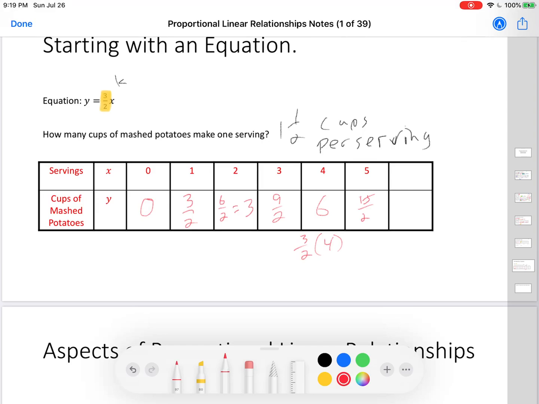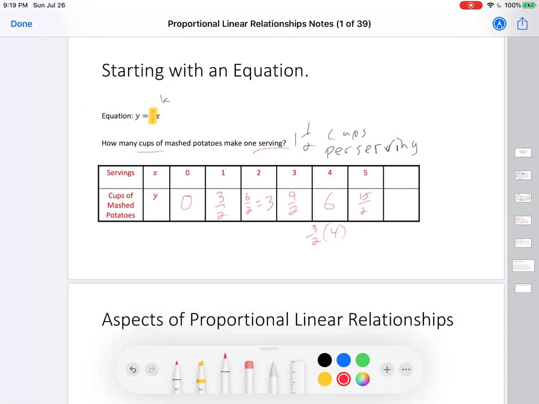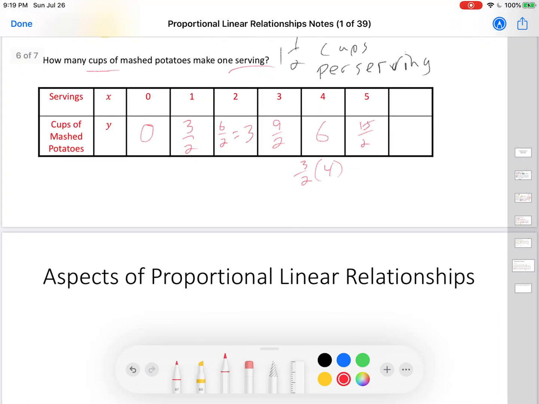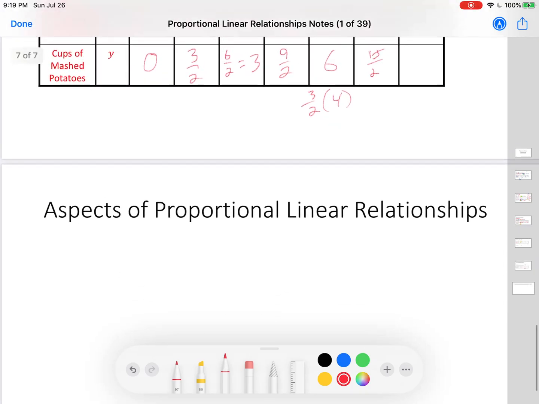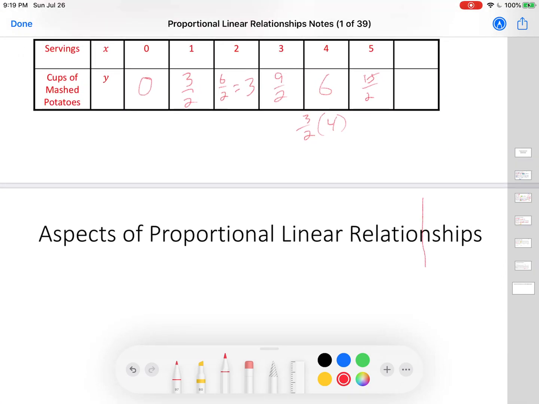See how easy? The equation tells you what k is. You just turn it into a unit rate by making it a mixed number. Cups per serving. How do I know it's cups per serving? Because it says cups and serving. Easy enough.